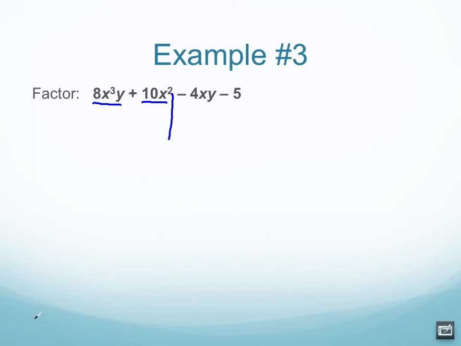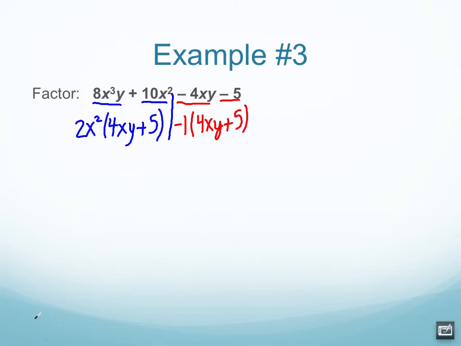The GCF of 8 and 10 is going to be 2, and then both terms have an x squared. 8 divided by 2 is 4. X cubed, factor out an x squared, you're left with an x, and then you still have that y. 10 divided by 2 is 5, and then we already took out the x squared. Now looking to the right side. I want to find the greatest common factor of -4xy and -5. All I can factor out is a -1. -4xy becomes +4xy. And -5 becomes a +5 when you factor out that -1.